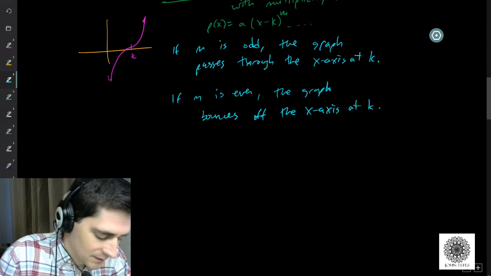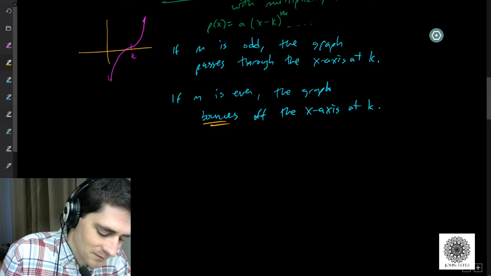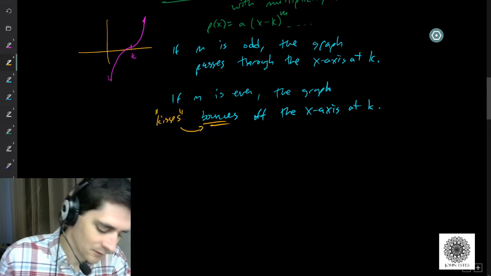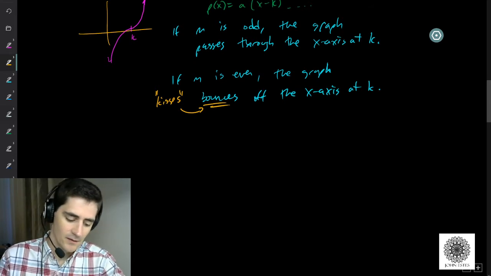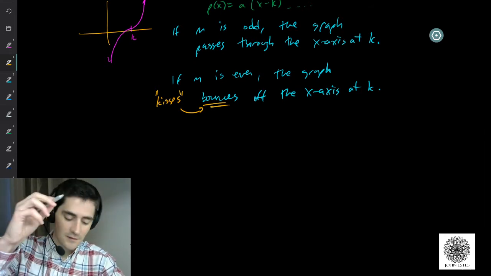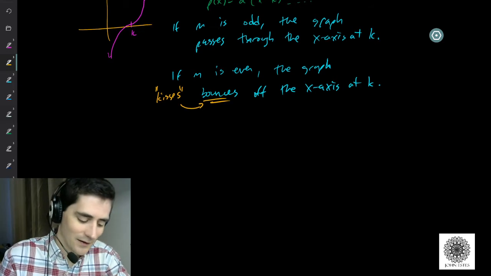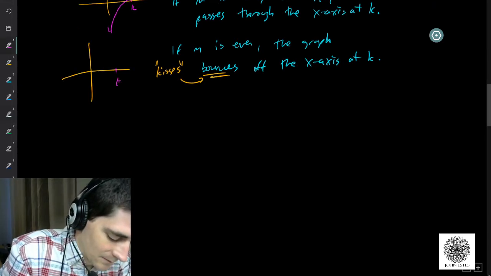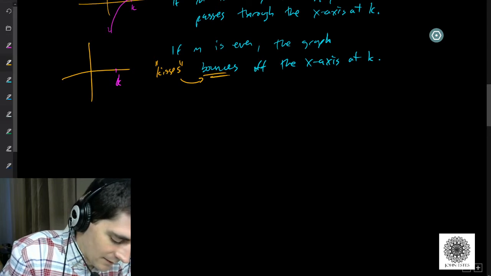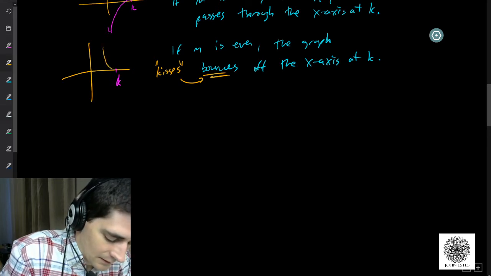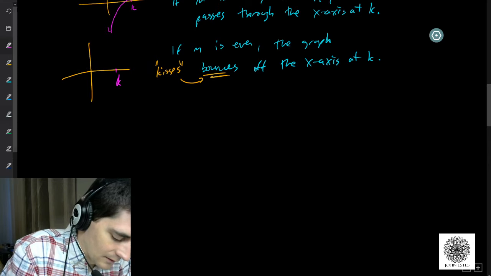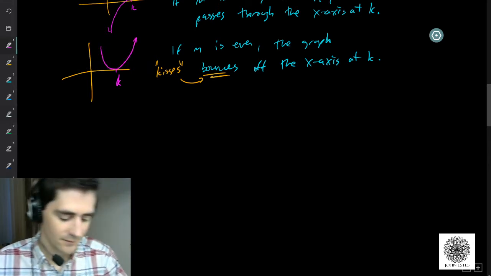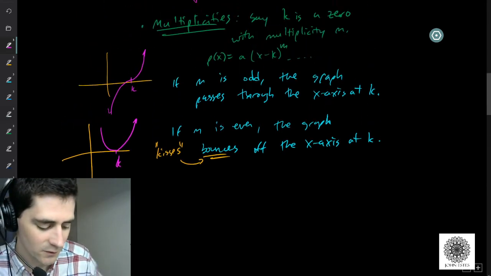Another way of saying bounces here, and this is a mathematical term, is kisses. Okay, and that makes some of us giggle, I know, but it can kiss the axis by hitting it and bouncing back. All right, so something like this. If you had an even multiplicity, then your graph is going to hit k and then bounce back, something like that. Okay, so that's where the multiplicities come into play.